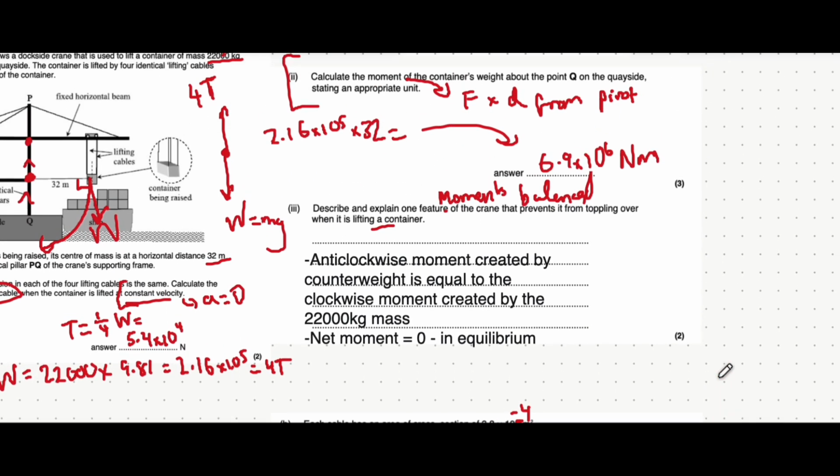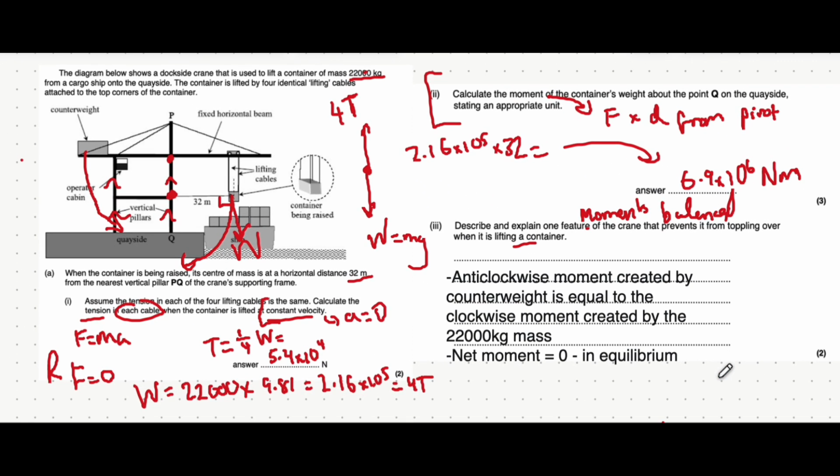Quite a few parts to this. There's a bit of moments, a bit of resultant force equals 0. But just in general, whenever a system is in equilibrium, you say the resultant force is 0. And you say clockwise moments are balanced by anti-clockwise moments. Those are the two main ways you go about doing these questions.